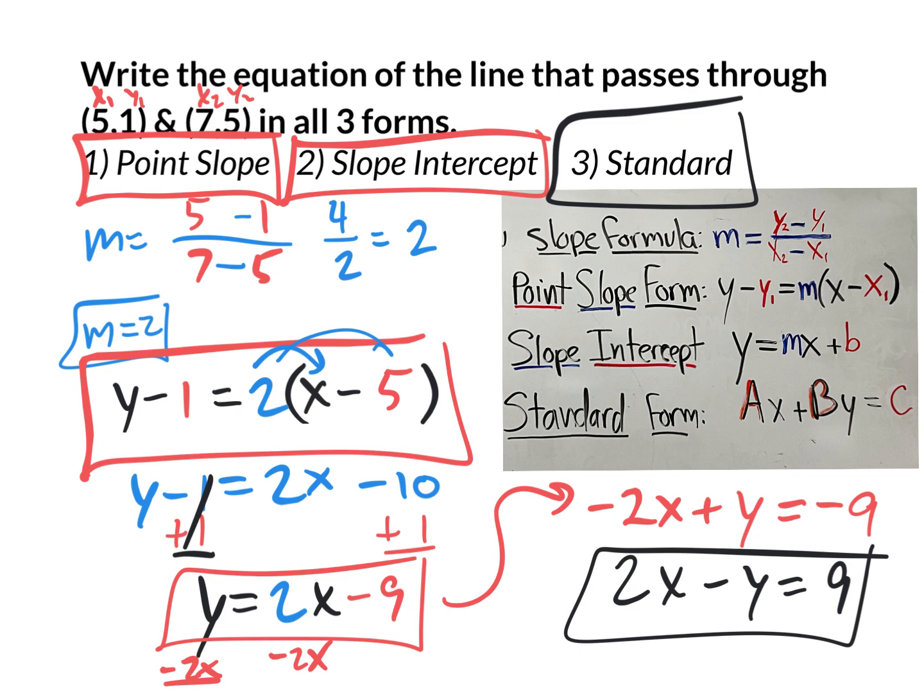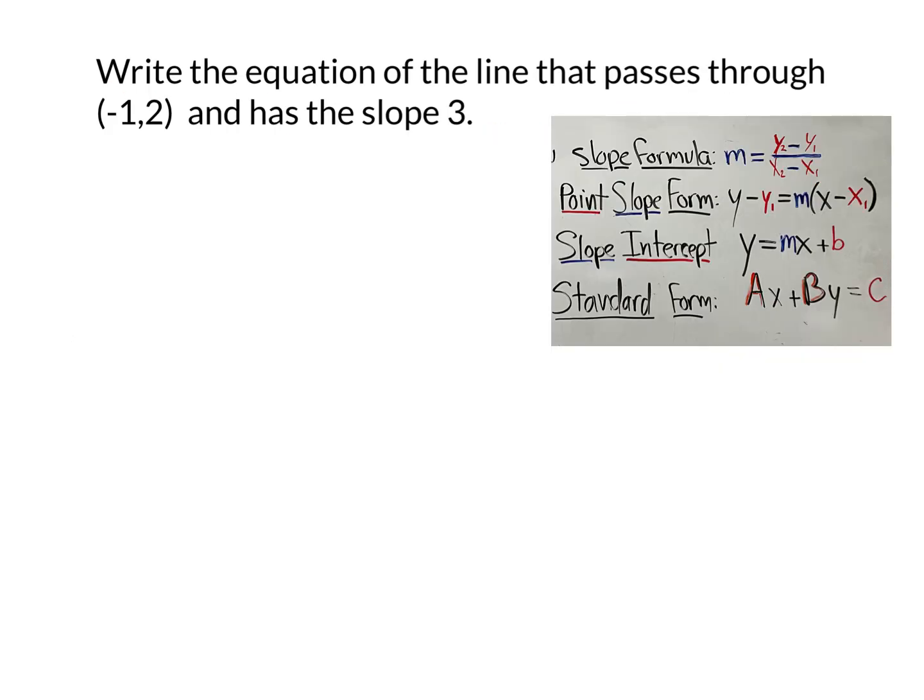Let's try another question. And of course, sometimes it's really easy. Like right here, what do I give you? I give you a point, an x1, y1 point, and I also give you a slope. So what form would you use? Point-slope form. If I give you a point and a slope, use point-slope form.